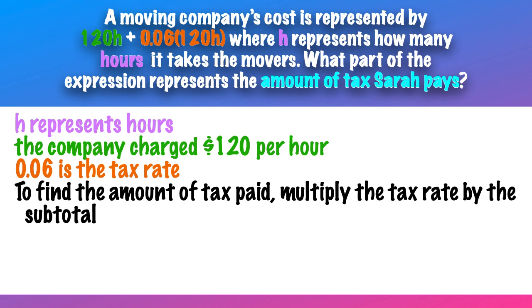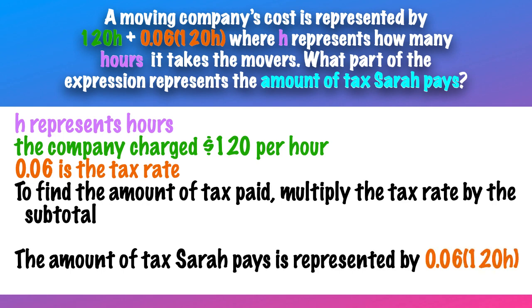They're charging $120 per hour, so we do 120 times h. That gives us our subtotal. And then when we multiply that times the 0.06, that gives us the amount of tax Sarah is paying. So the amount of tax Sarah pays is represented by the 0.06 times 120h part of the expression.